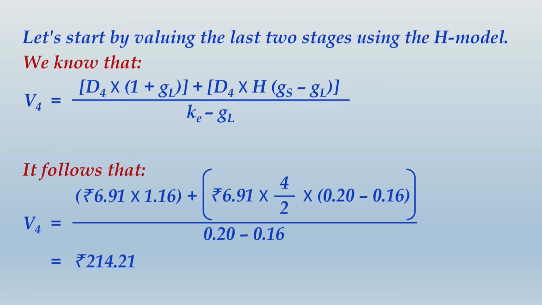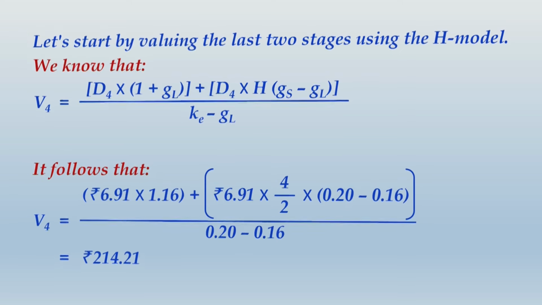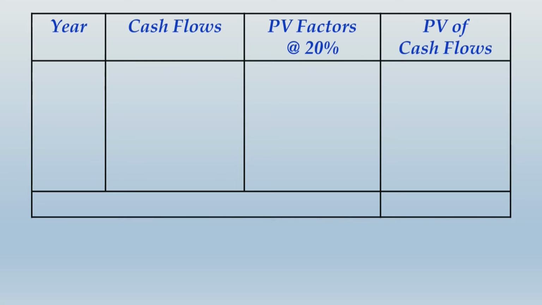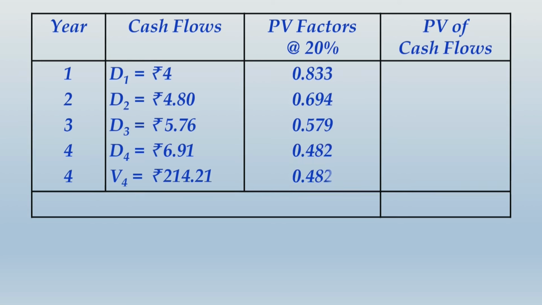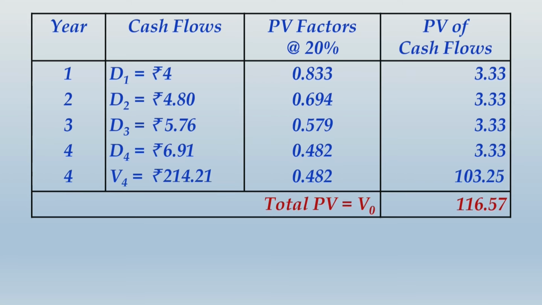Alright friends, now that you have made this calculation already, let us move ahead and you make a table. We have already computed the D1, D2, D3 and D4 values. D1 was already given in the question. D2, D3, D4 you have computed. And V4 we just computed through H model. Now all these cash flows we will discount at 20% because that is your discounting rate in the question. And when you make these calculations, all these present values sum up to ₹116.57 as your final answer.